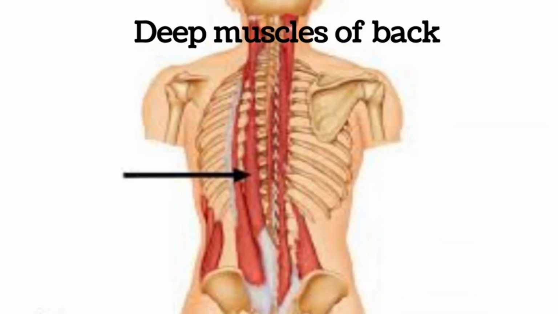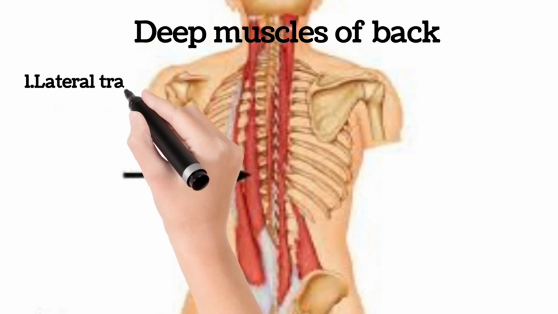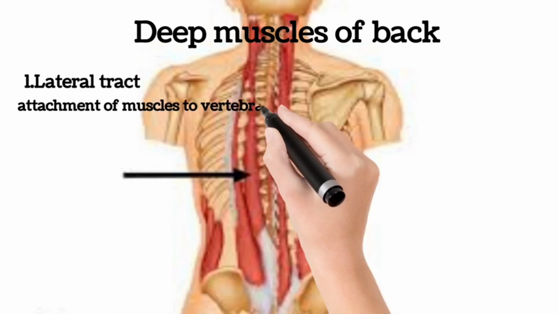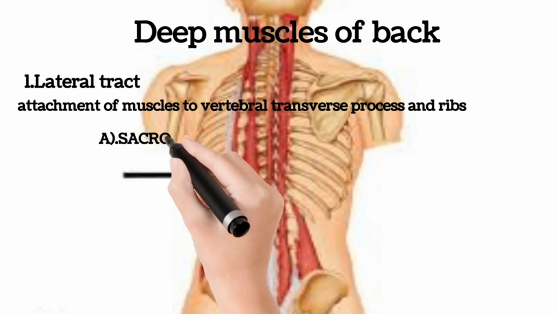Deep muscles of back. Now these deep muscles of back, yesterday we studied the introduction part. Now we would study the lateral tract. Yesterday we studied lateral, what is medial, and what is mixed. So now it is lateral tract. Now this is the attachment of the muscles to the vertebral transverse process and ribs.